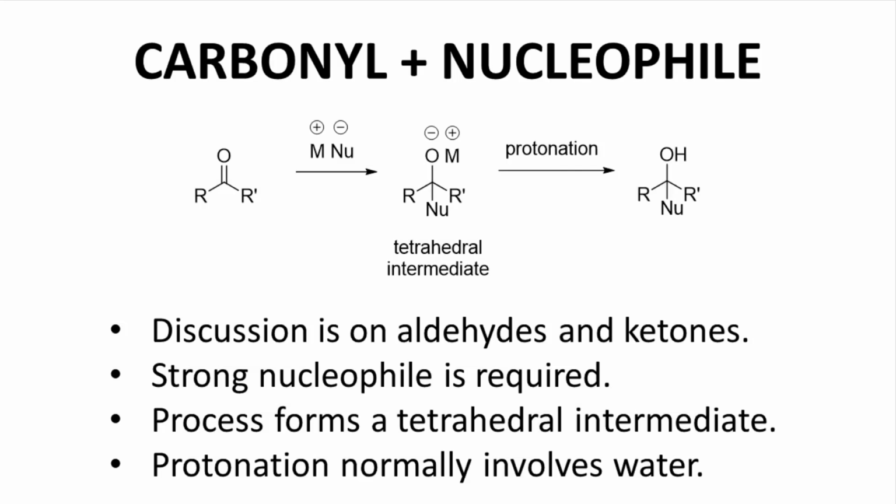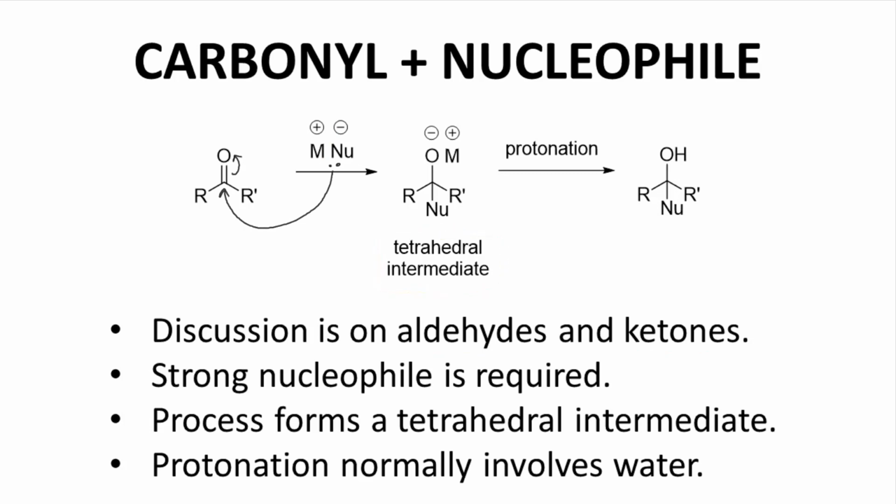The reaction of strong nucleophiles with a carbonyl is one of the first carbonyl reactions that many students encounter. The reaction starts with a carbonyl. In this video, we will only cover aldehydes and ketones. The nucleophile, which is often a hydride or organometallic, attacks the carbon at the C=O pi bond. This reaction forms a tetrahedral intermediate.